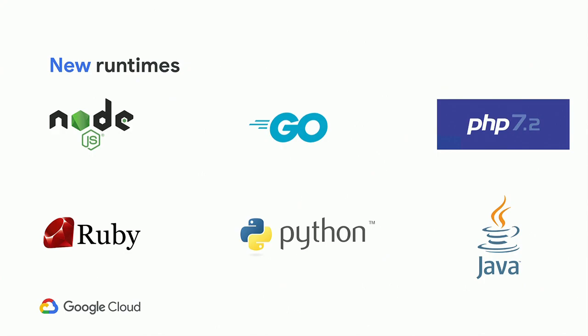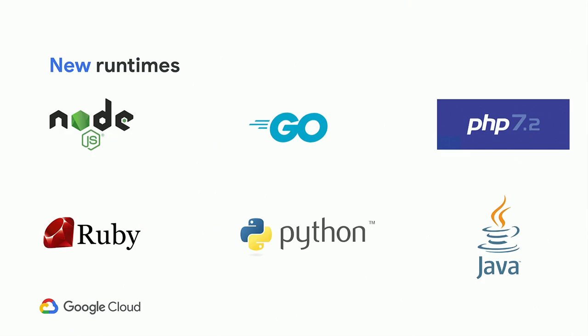You're limited if you're a PHP 7 developer, if we don't support it, you can't do anything. So all these new runtimes are now available on top of App Engine and Cloud Functions. It's a little bit of a sparse matrix here. For example, Java 8 is in alpha, not beta, but and Ruby is in alpha only on App Engine.